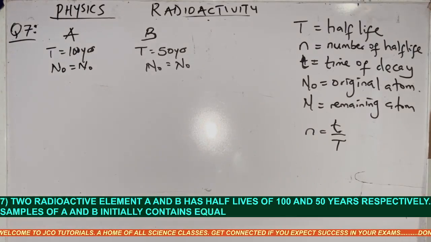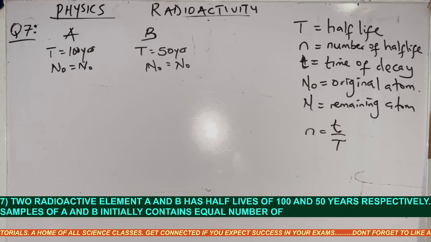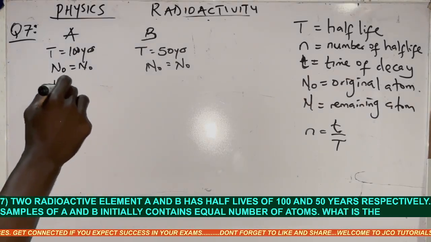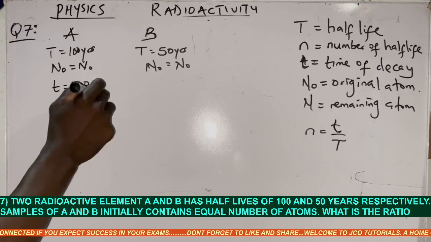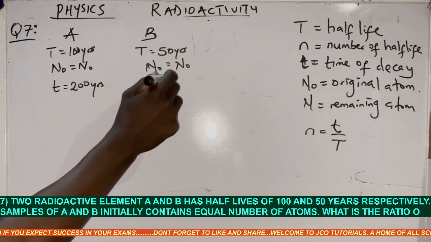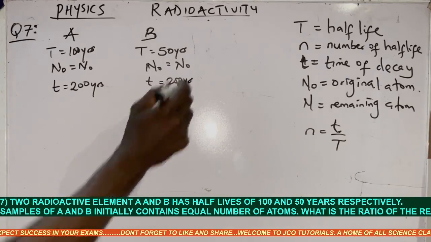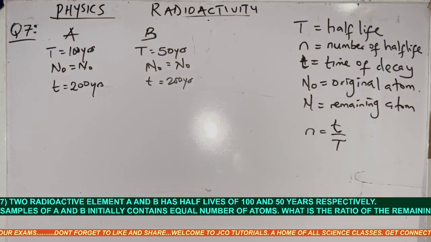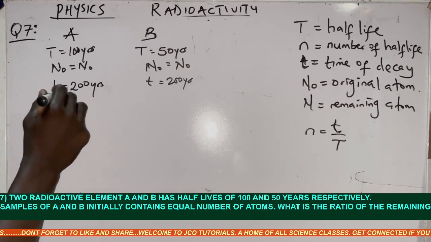Since no numerical value is given, use the letter that represents original. What is the ratio of the remaining atoms of A to that of B after 200 years? 200 there is the time of decay. So after 200 years, what remains? What are we looking for? Remaining.